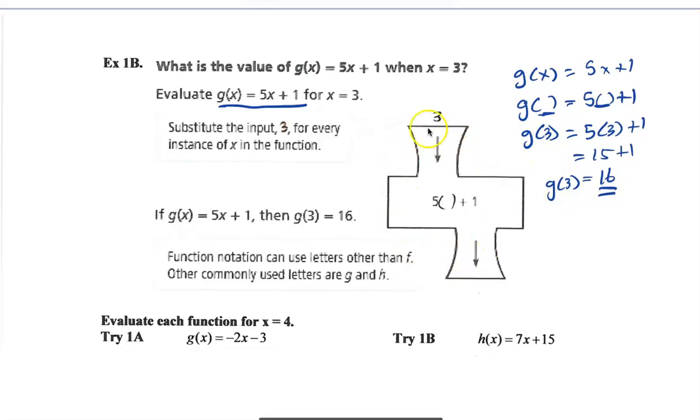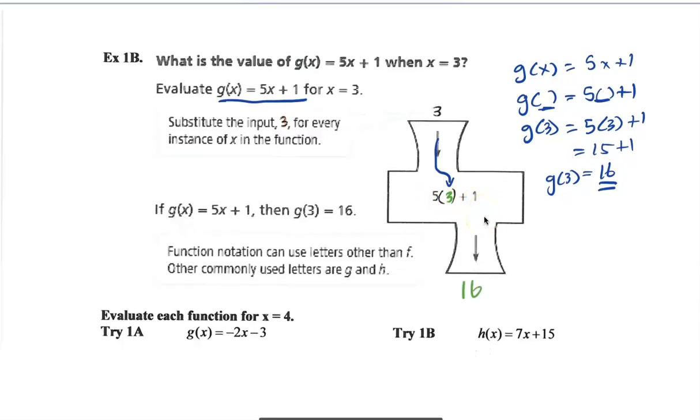Same thing can be done with this function machine here. When you have the 3, you're going to substitute it in for the space or for the x. Then we get 5 times 3 plus 1, which is 16. That's what gets plugged out, right? And that's a coordinate point. We substituted in the 3, and we got a 16. And our answer is a coordinate point.